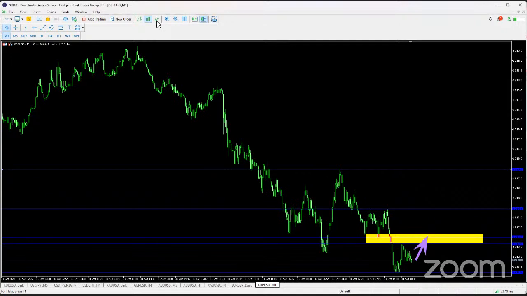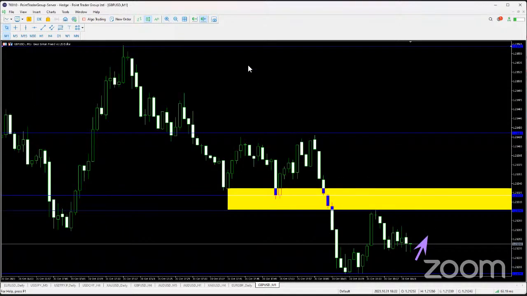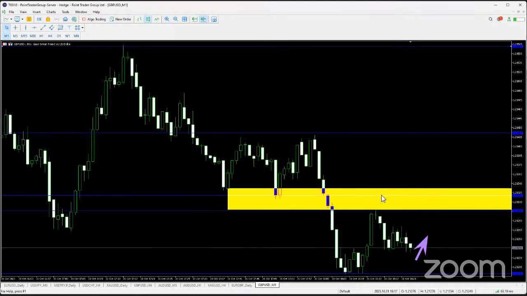So let's see here how it's going to work. I'm waiting for the price to reach this area again, this yellow area. It went down before from this level. This might happen again here.